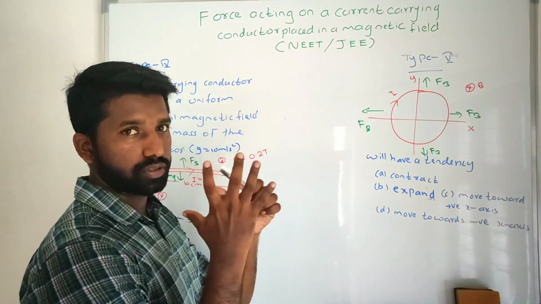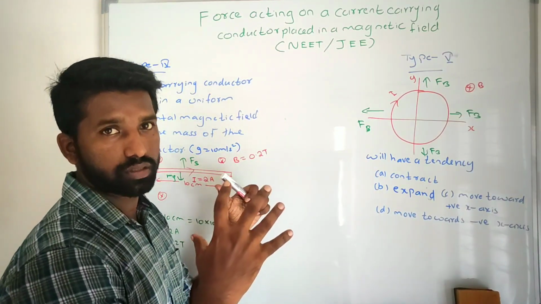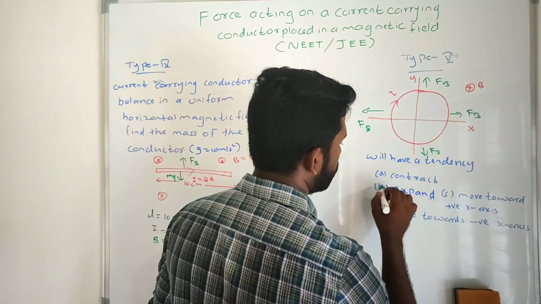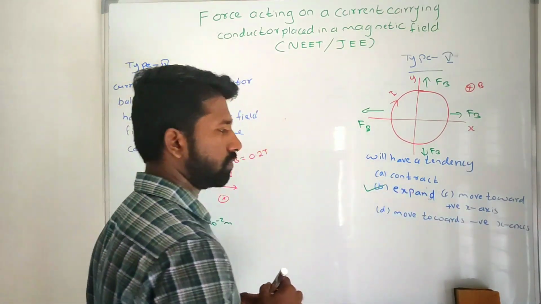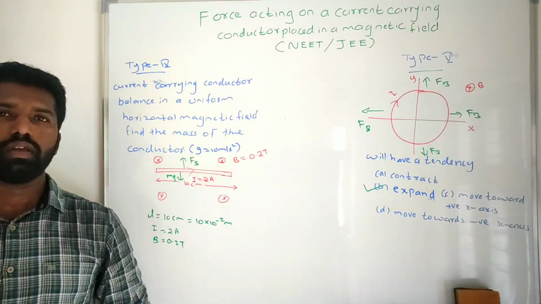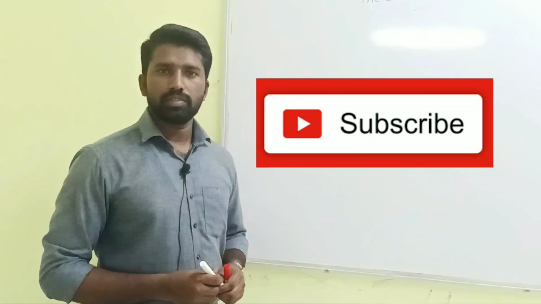Okay, but the net force is 0. But what is its tendency? Its tendency is to expand. Okay, so this is the answer. Okay, clear? This is about the type 5. These are all the important types of problems in this topic.